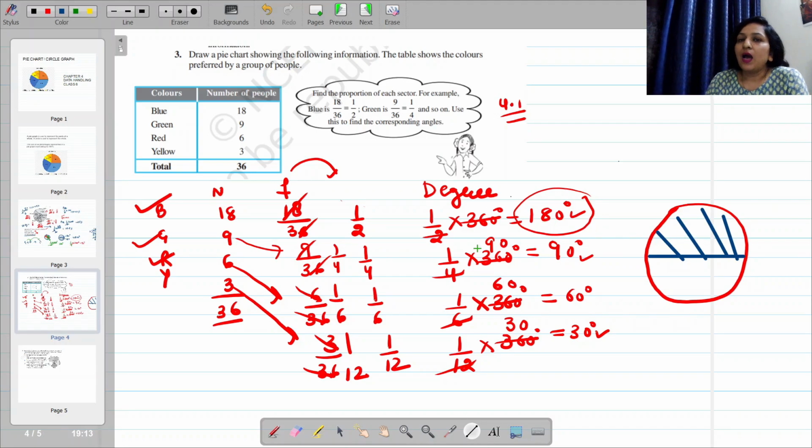Another color preference is green. And what is the degree for green? It is 90 degrees. Do we know that 1/4 of the circle is 90? So if you place your protector here like this, half of this one, something like this. This one is 90 degrees. For example, this shaded portion is 90 degrees. Green is done. Now, what you are going to do, red color preference is 60 degrees.